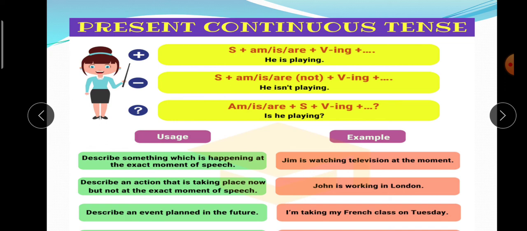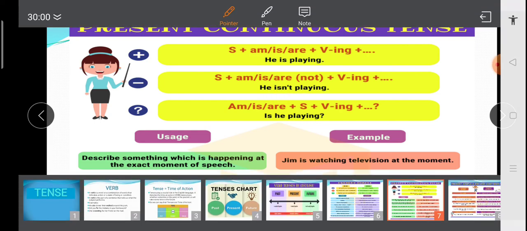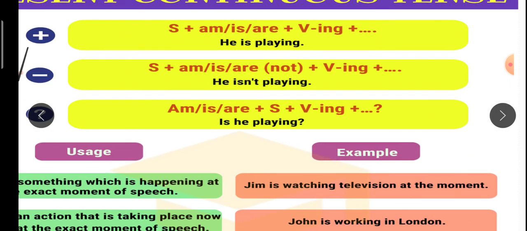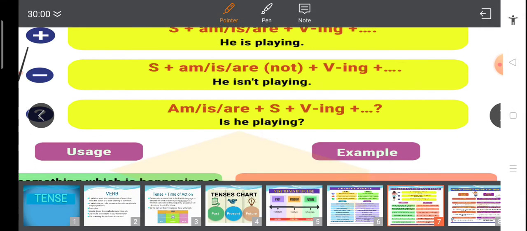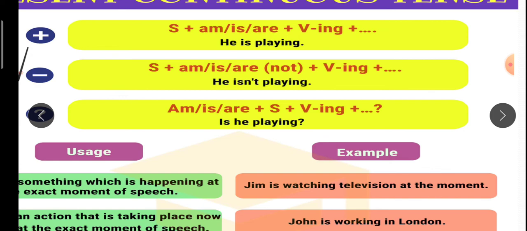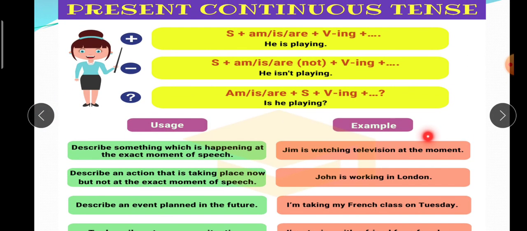This is the actual chapter, dear students. Now again you see the negative sentence: subject plus am, is, are plus not plus verb plus ing. He isn't playing. See, we chose is and then we added not, so it became isn't. Now when writing a question: am, is, are plus subject plus verb plus ing. Is he playing? When our subject, noun or pronoun, is plural, what will we use? Are. And when it is singular, what will we use? Is. And when it is I, am. And then we simply add our verb and add ing to that verb. This is very simple, making present continuous tenses.